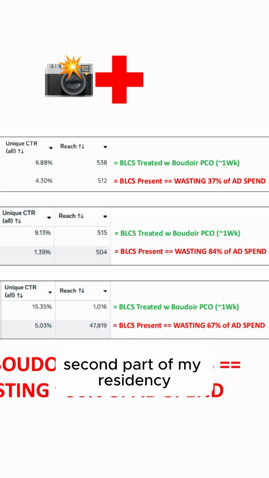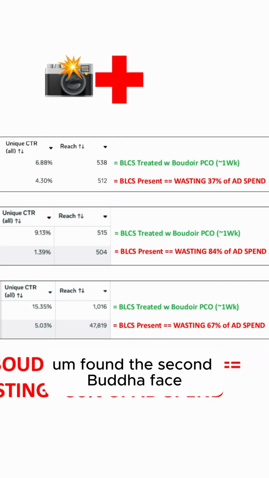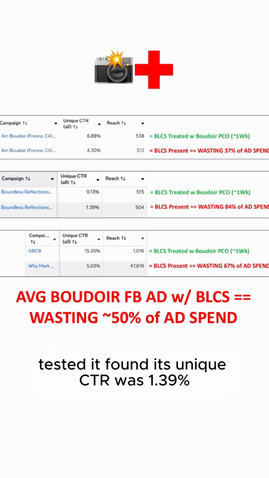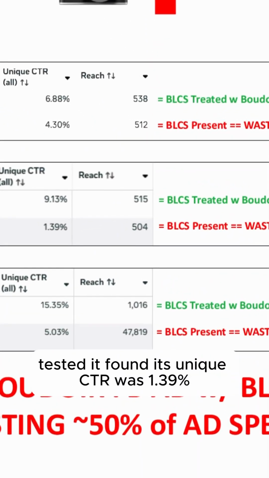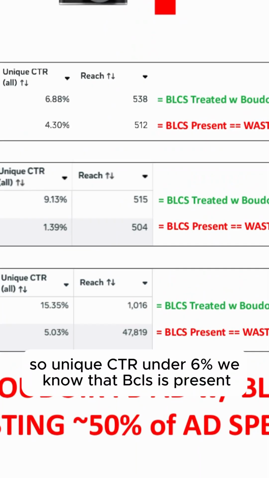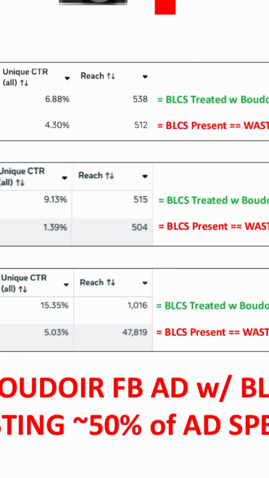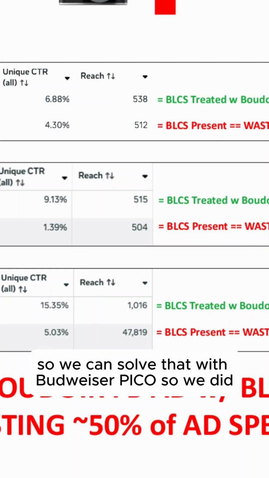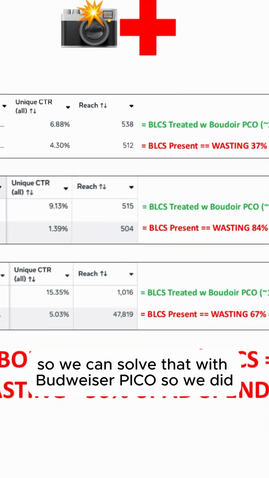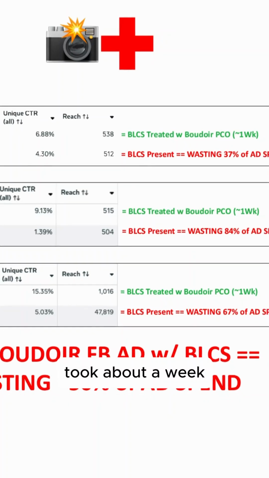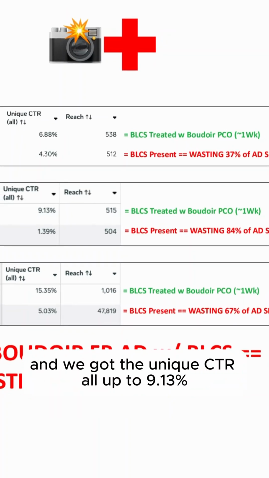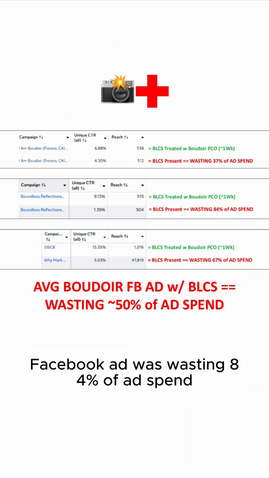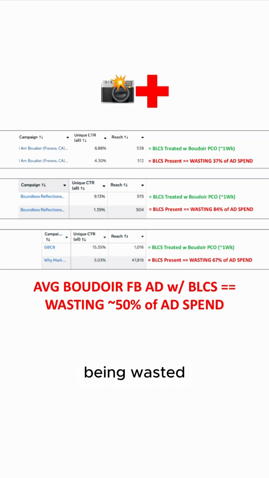Second part of my residency: found a second Boudoir Facebook ad out in the wild, brought it to the hospital, tested it, and found its unique CTR was 1.39%. So with a unique CTR under 6%, we know that BLCS is present, Boudoir low click syndrome. So we can solve that with Boudoir Pico. So we did. We treated it with Boudoir Pico, took about a week, and we got the unique CTR up to 9.13%. So we found out the original Boudoir Facebook ad was wasting 84% of ad spend.